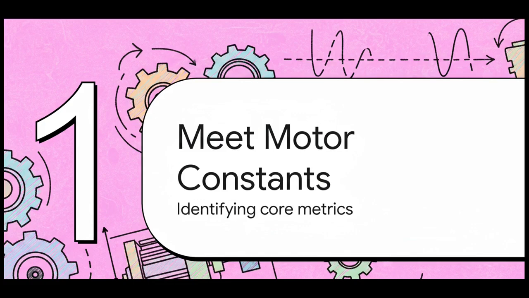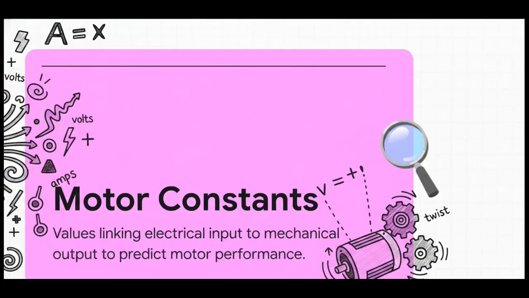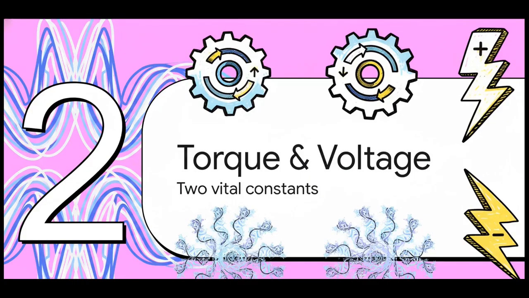Section 1. Meet the motor constants. To put it simply, instead of treating a motor like this mysterious, magical black box, constants let you calculate exactly how much current it's going to draw, or how fast it will spin under very specific conditions. Think of them as the fixed mathematical bridges connecting the electrical world, your volts and amps, to the mechanical world of spin and twist.